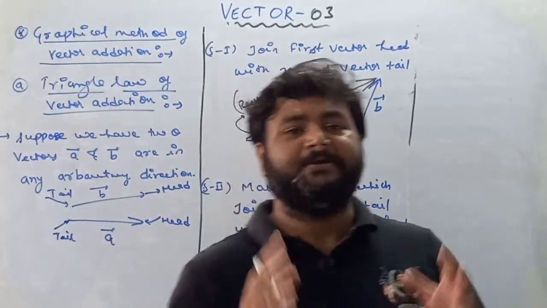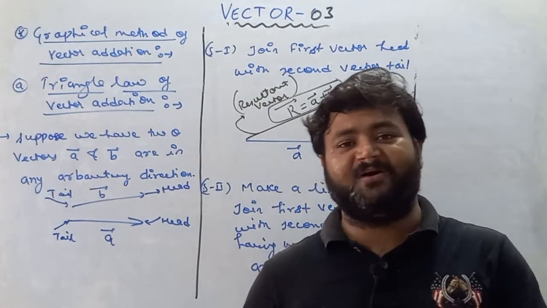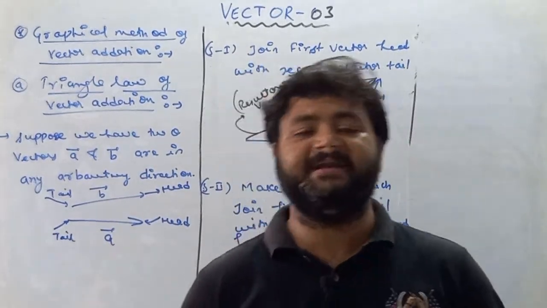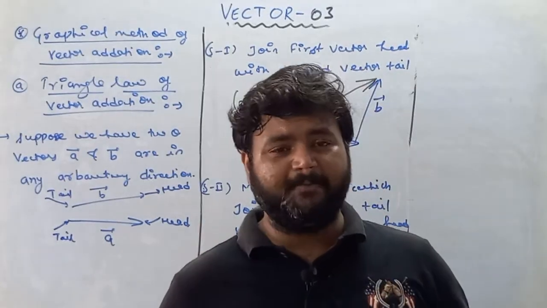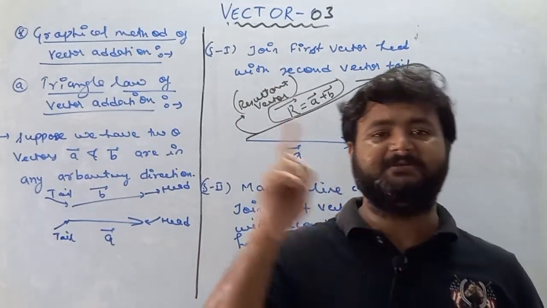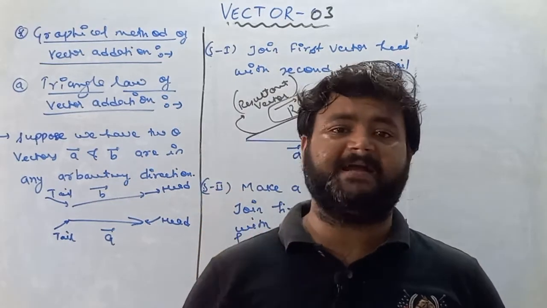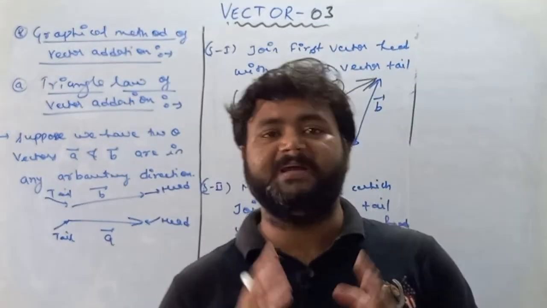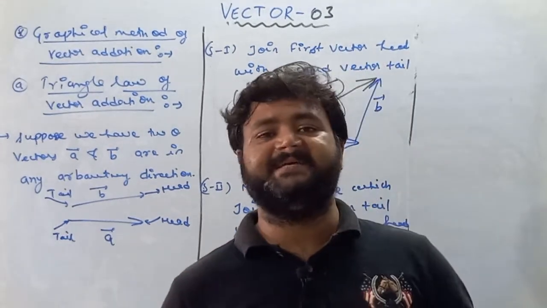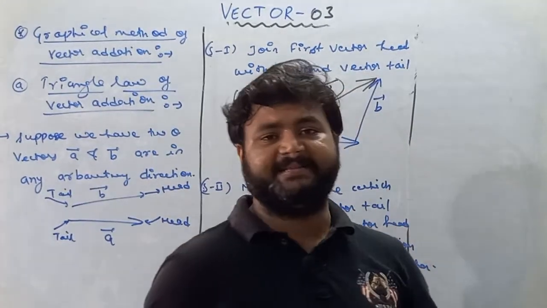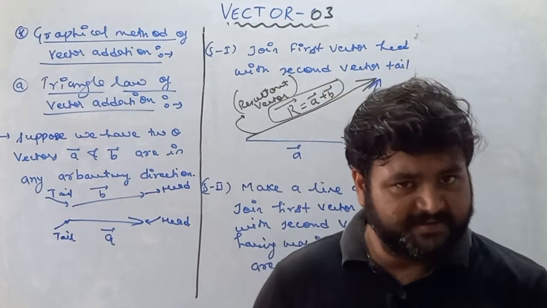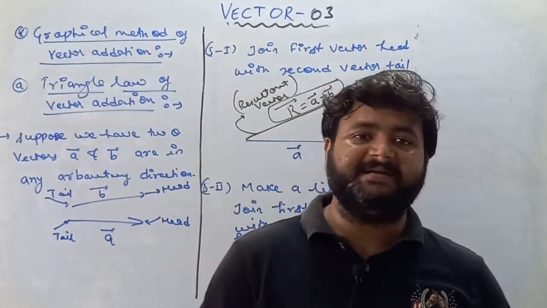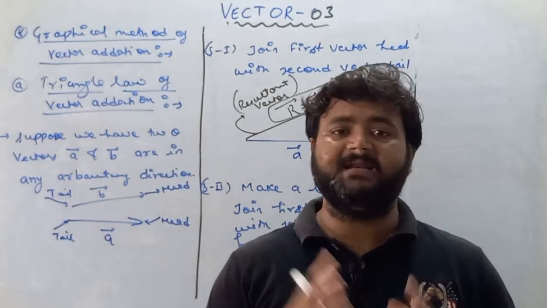So I hope you all understand the triangle law of vector addition. It is very easy. Join first vector head with second vector tail, form a line from first vector tail to second vector head having magnitude as well as direction. That vector is considered to be the resultant vector, which is equal to the sum of two vectors, that is A vector and B vector. So this is all about the triangle law of vector addition with the graphical method.